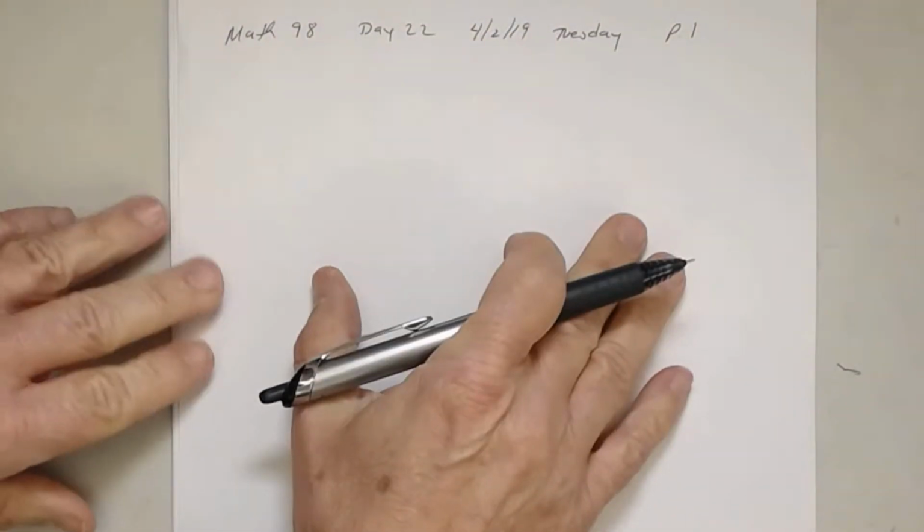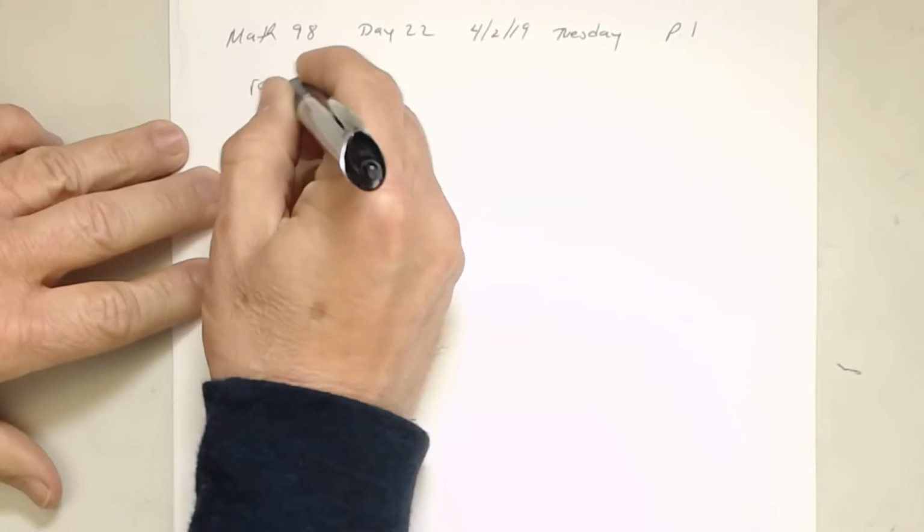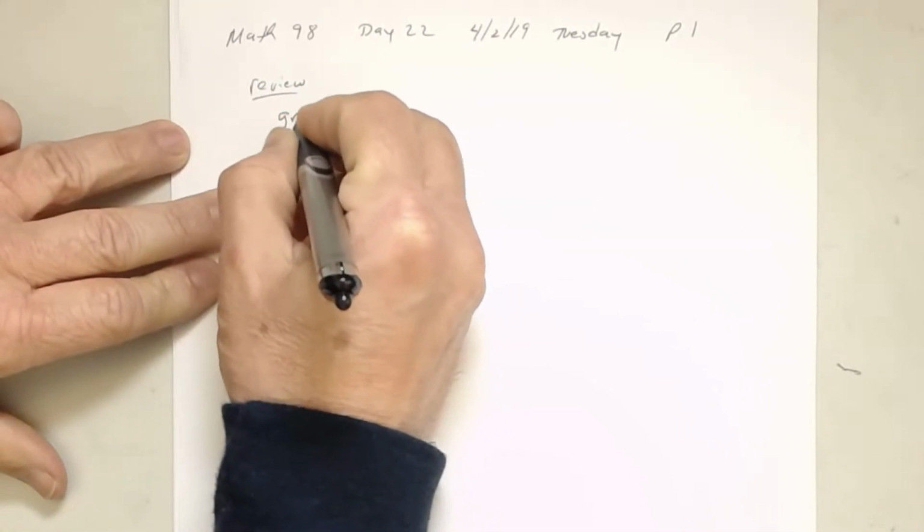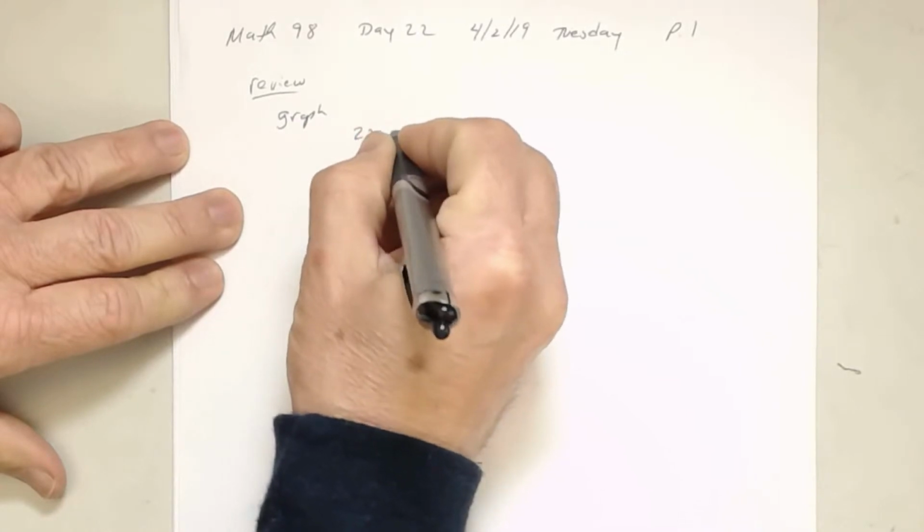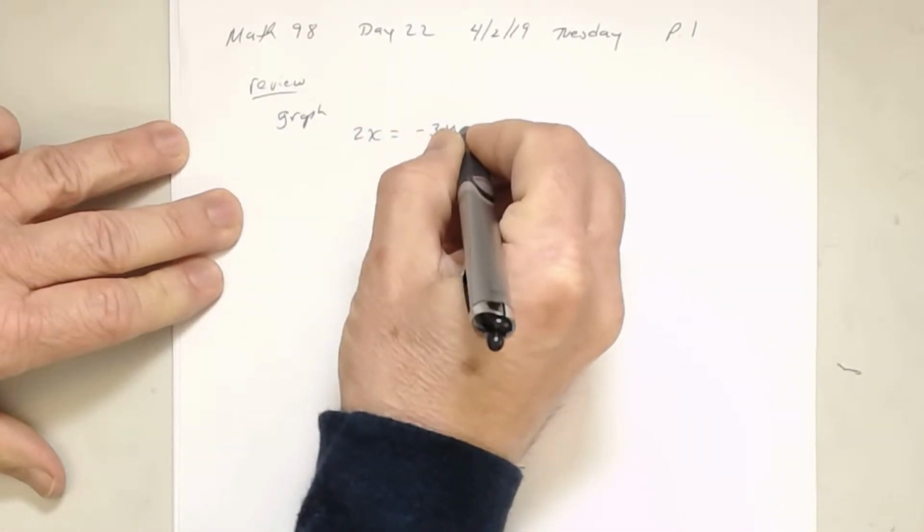All right, so let's kind of review this. Suppose you want to graph this equation. What kind of equation is this? It's linear. In fact, one of the worksheets you had to turn in today was to determine whether an equation was linear or not. We talked about that last week sometime. But this is linear, and if you want to graph this linear equation, what might you want to do first?